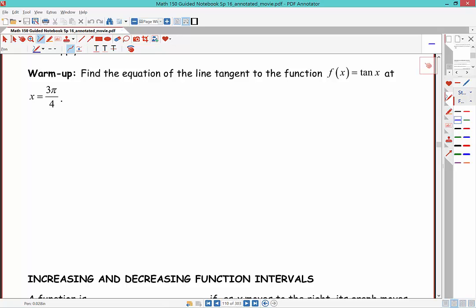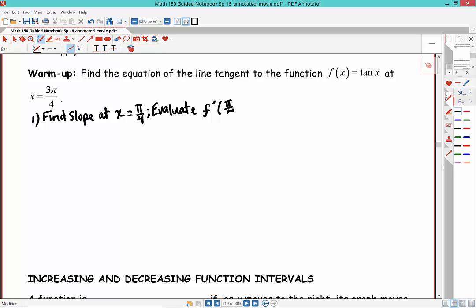So to start it off, there's a couple things we can start with. Let's go ahead and start off by finding the slope. We'll find the slope at x equal to pi over 4, and of course we're going to evaluate f prime at pi over 4. Okay, so here we go.